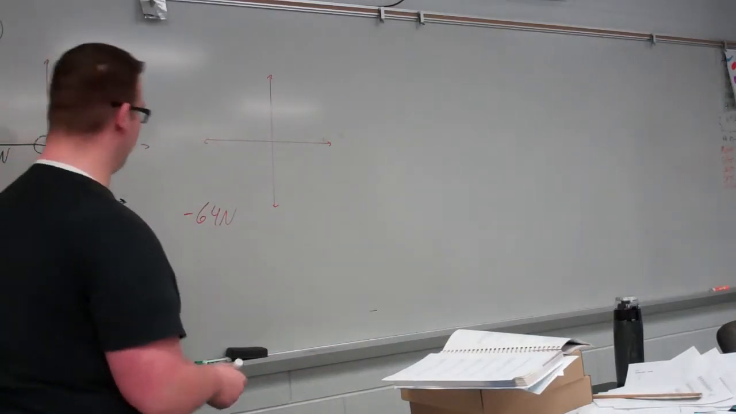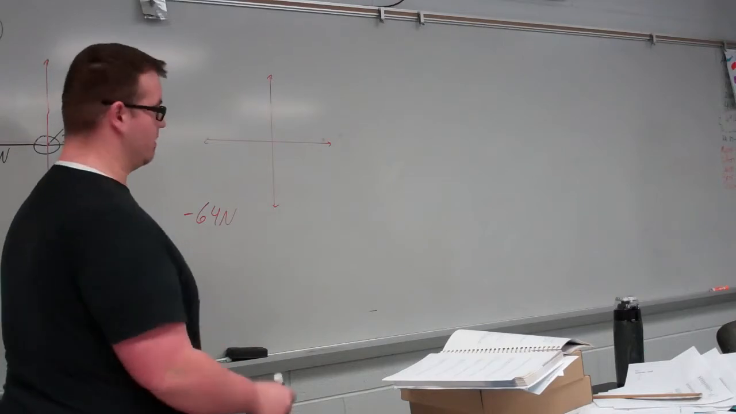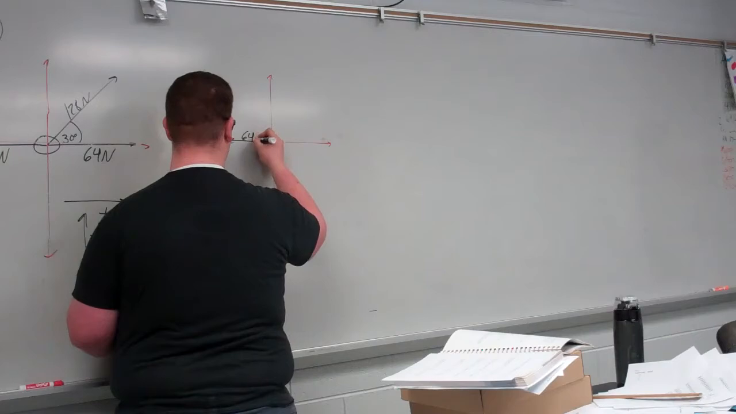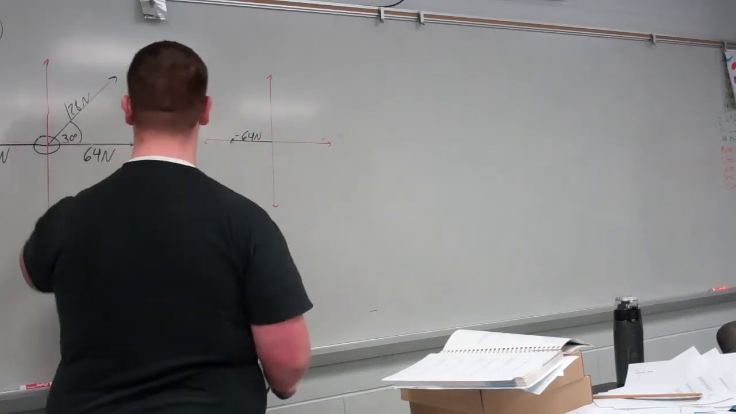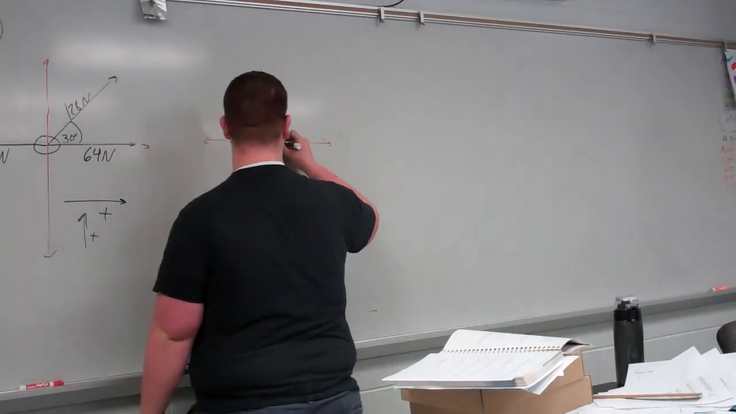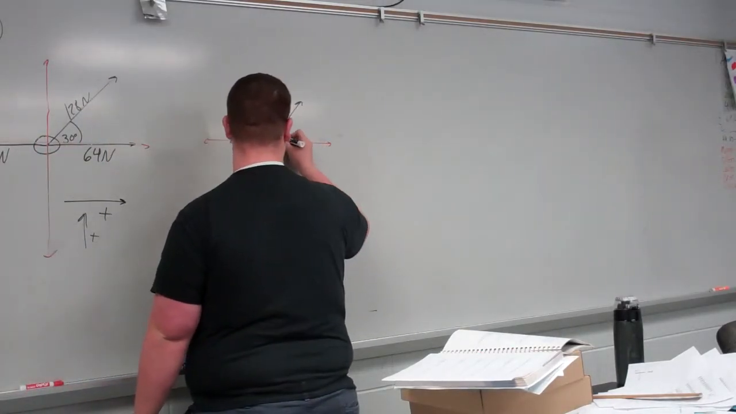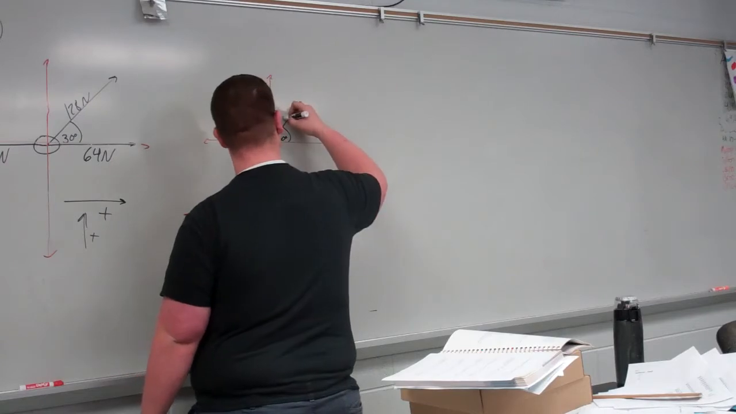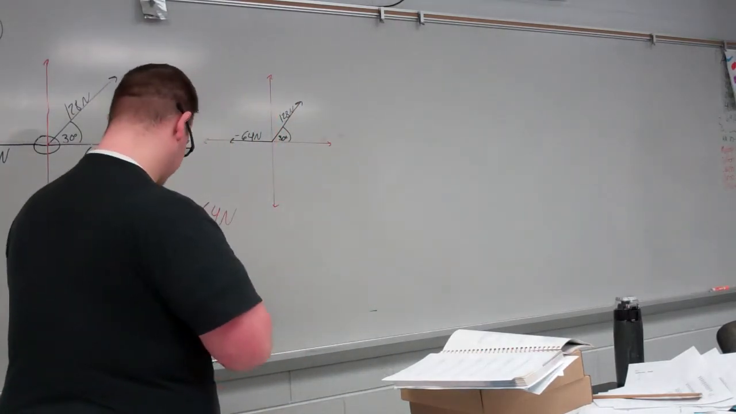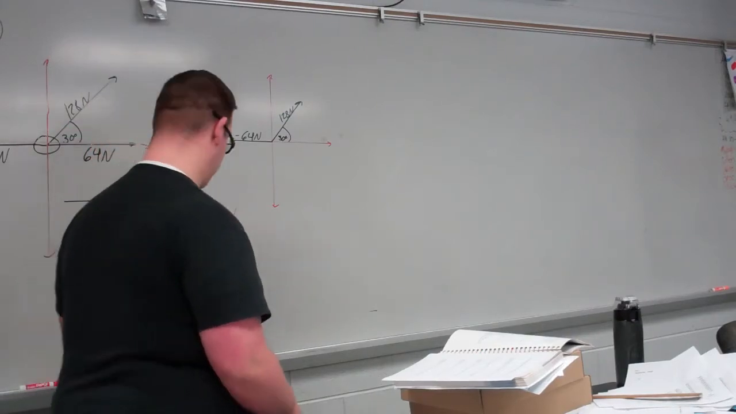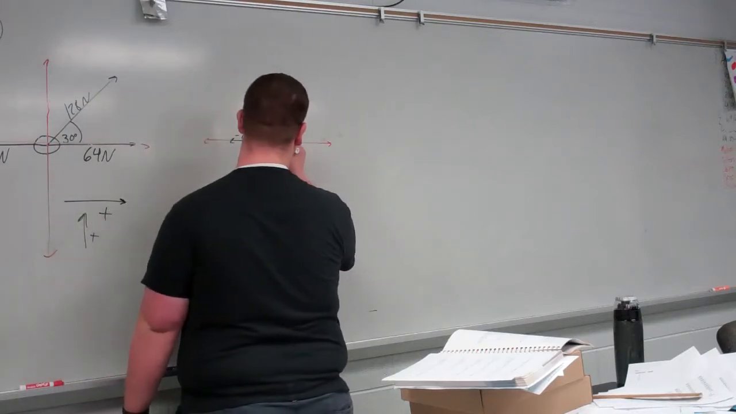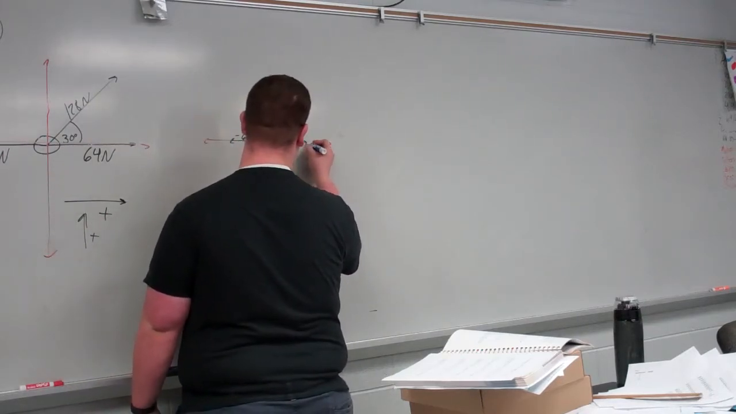Okay, so now I have negative 64 newtons in the X direction. I still have this one at the 30 degrees, and it's at 128 newtons. Guess what we got to do? Trigonometry. Yay.